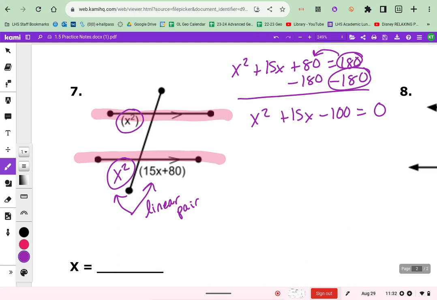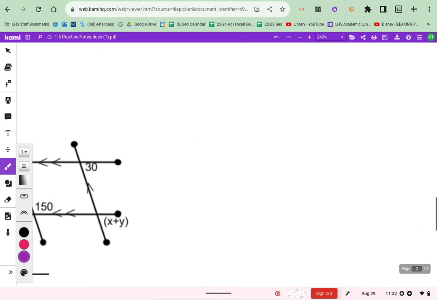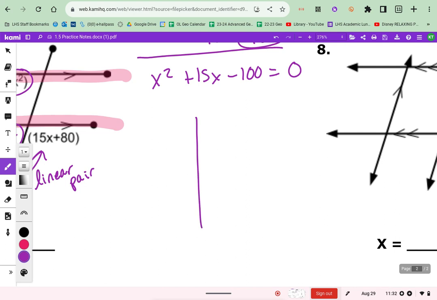So now that we have an equal 0, we're ready to factor. So I'm going to do the box method. Whoops, my page went crazy. I'll do the box method with you guys. So draw your box first. Step 1.